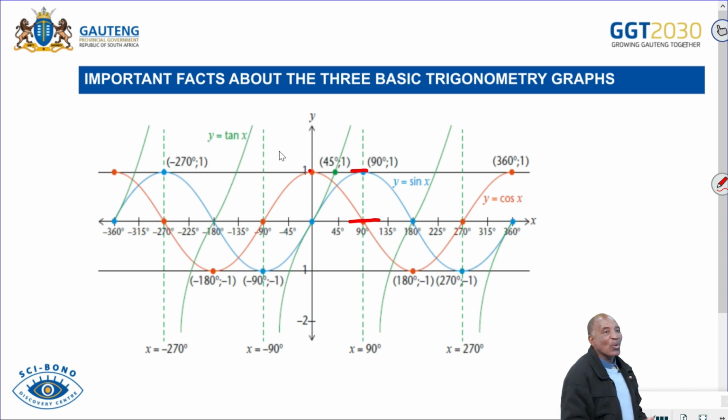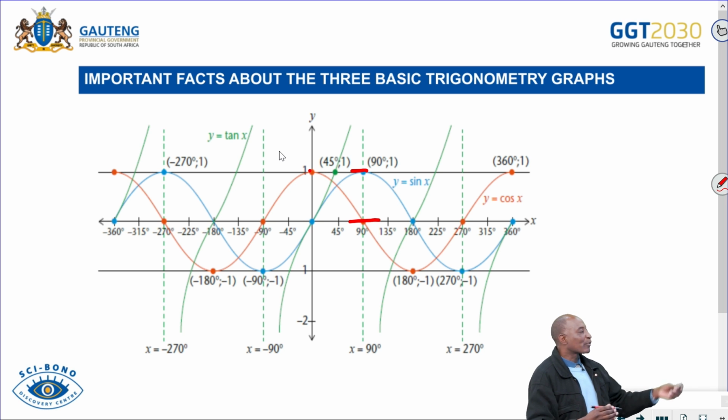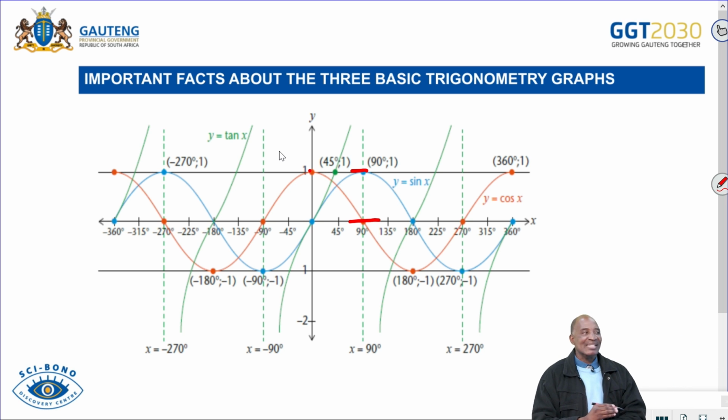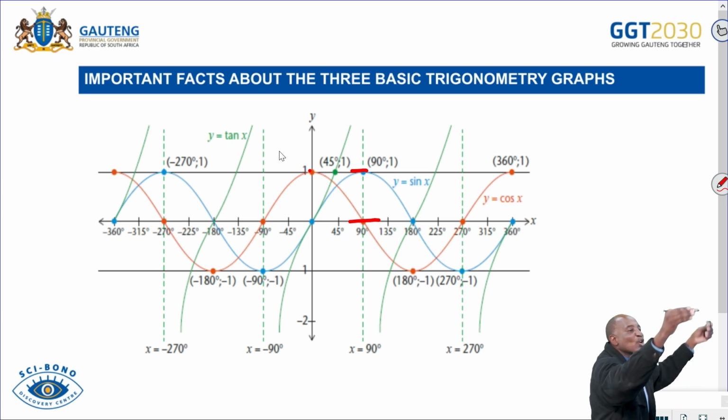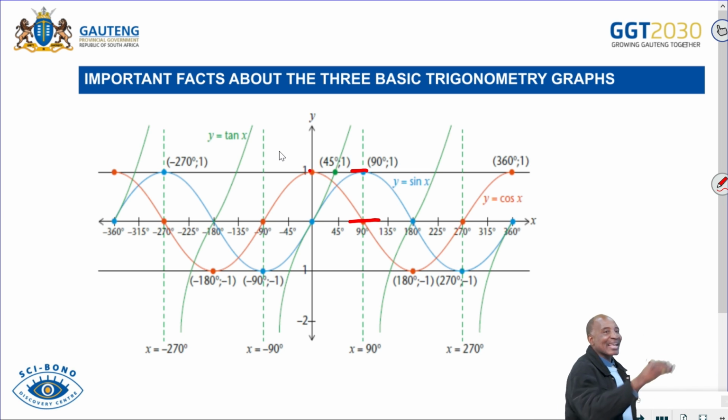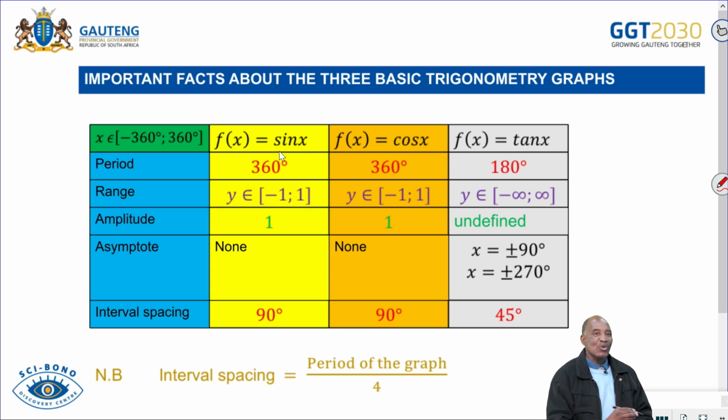when they are drawn on the same Cartesian plane from negative 360 to 360 degrees. And they are all logged at the ends. There are some lines of asymptotes along the way for the tangent graph. Otherwise, cosine and sine do not have lines of asymptotes. Right, so what are we saying?